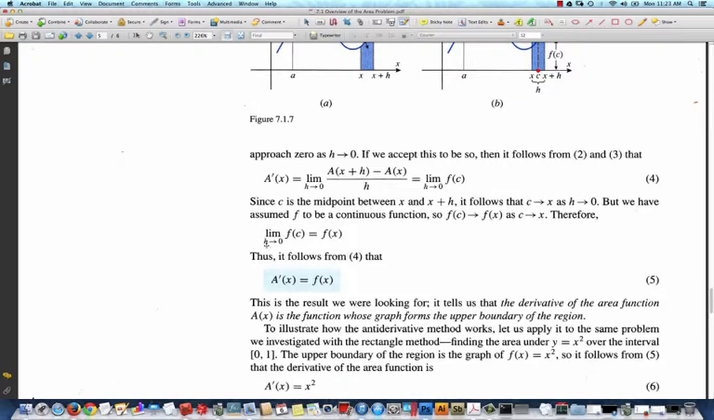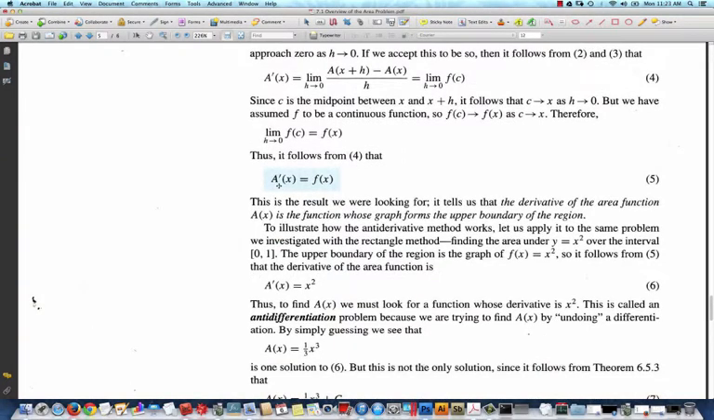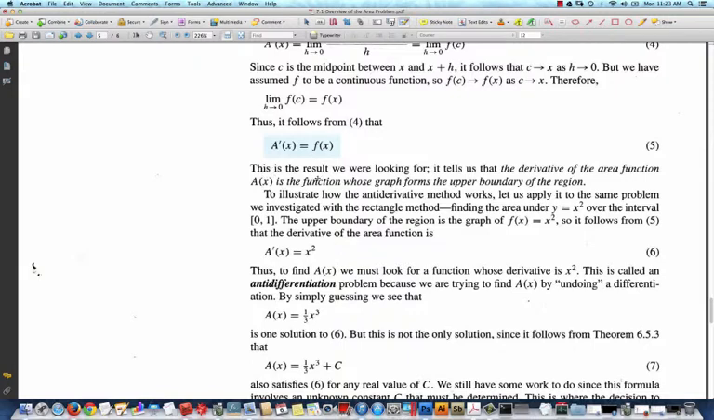Therefore, the limit as h goes to 0 of f of c is f of x, which means that the derivative of the area is the function f of x. This is the result we were looking for. It tells us that the derivative of the area function, a of x, is the function whose graph forms the upper boundary of the region.